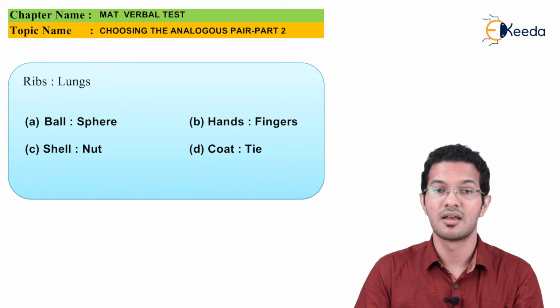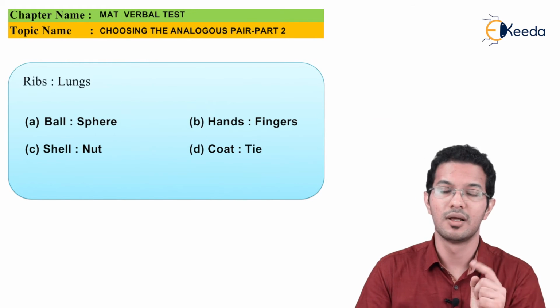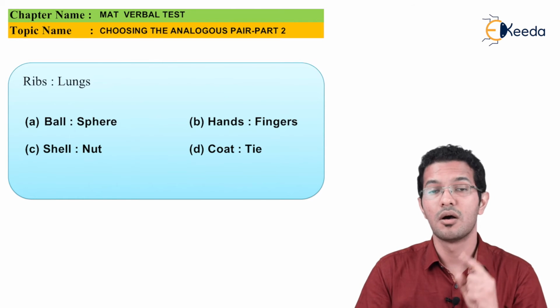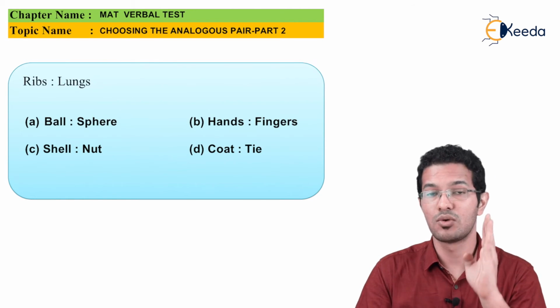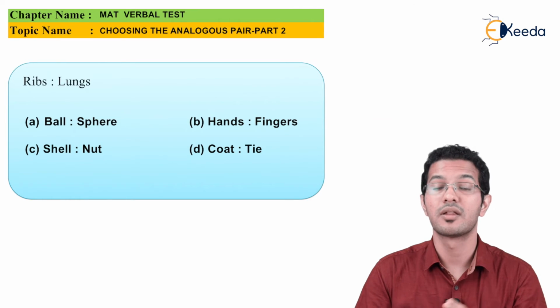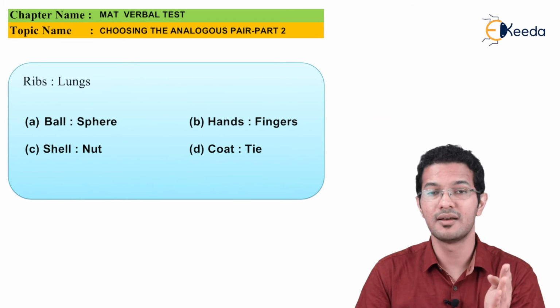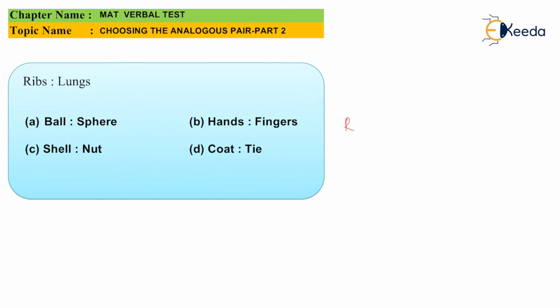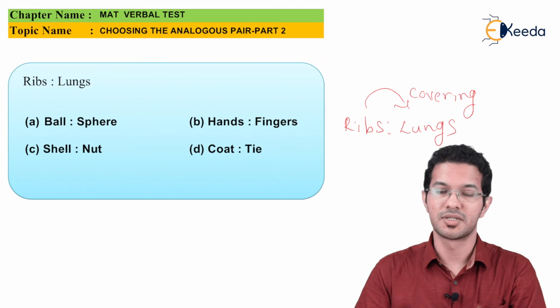Next MCQ says ribs is related to lungs. I know that ribs form a protective layer around the lungs, or the lungs are covered by the ribs. This is the relation. So let us see the options.